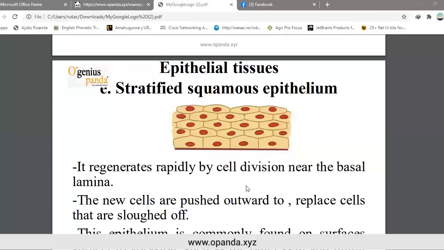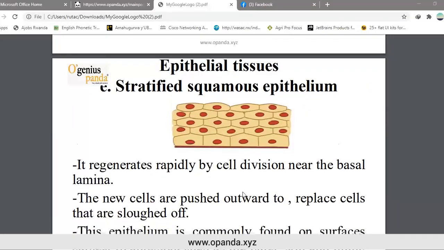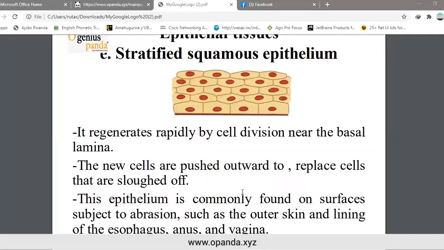We have also stratified squamous epithelium. It regenerates rapidly by cell division near the basal lamina. The new cells are pushed outward and replace cells that are sloughed off. This epithelium is commonly found on surfaces subject to abrasion, such as the outer skin and lining the esophagus, anus, and vagina.